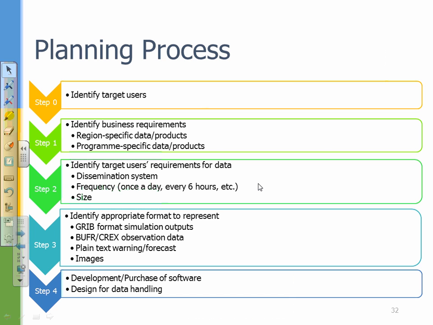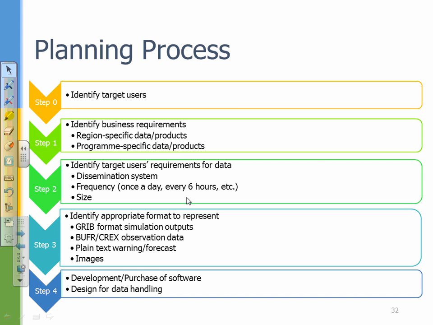So the last slide, let me summarize the planning process. As emphasized in all the DCPC presentations so far, and also in the presentation from the WMO Secretariat, identifying target users is the most important and the very first part of DCPC planning. So who are the users? And then, based on the target users' needs, we identify business requirements. So what kind of regional-specific or program-specific data products are necessary in this DCPC?